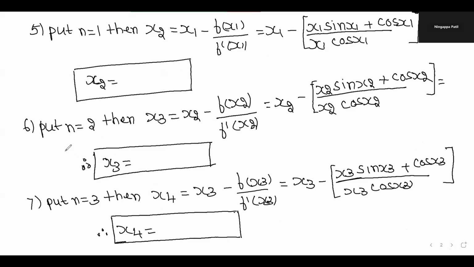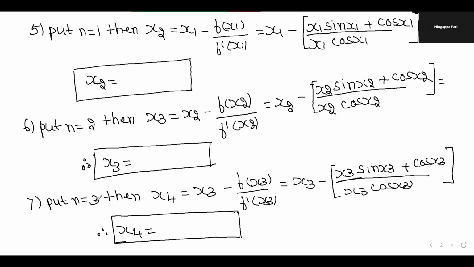Don't worry. Then put n equal to 2, then x3 equals x2 minus f of x2 divided by f dash of x2, which is x2 minus x2 sine of x2 plus cos of x2 divided by x2 cos of x2. Put this x2 value here and find out. Don't do it manually, it will take more time. I will get the answer in 3 seconds. Okay, that is the x3 value.